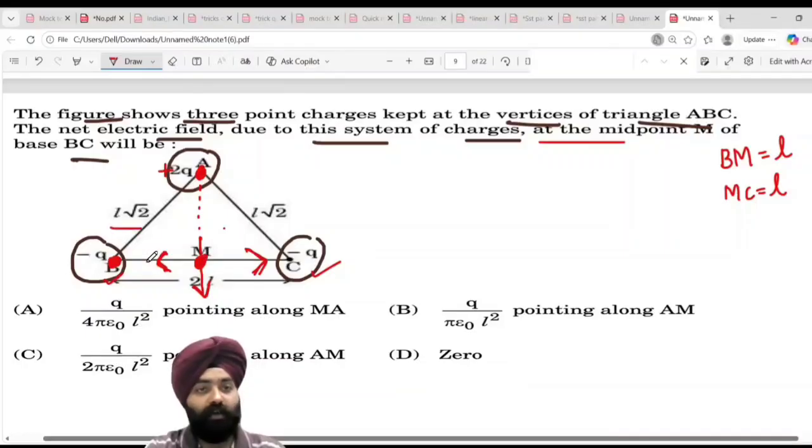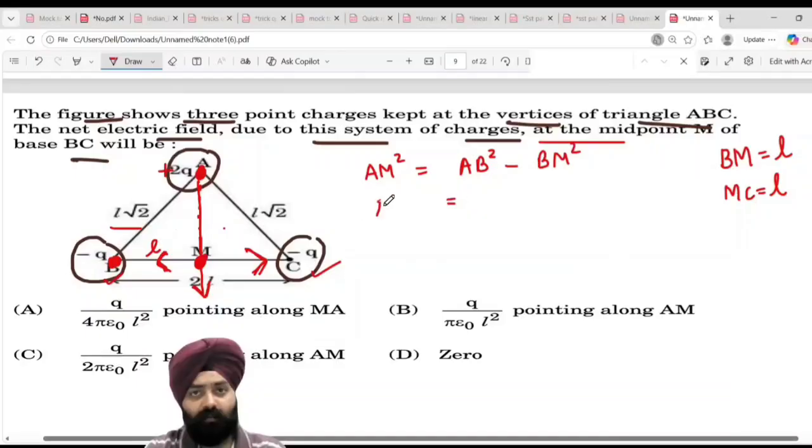You know this is L root 2 and this is L. You can find the value of AM by Pythagoras theorem. AM square is AB square minus BM square. What is the value of AB here? L root 2. What is the value of AB? L root 2 square. What is the value of BM here? L.